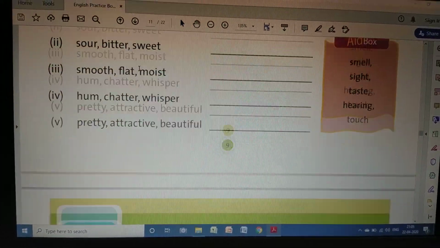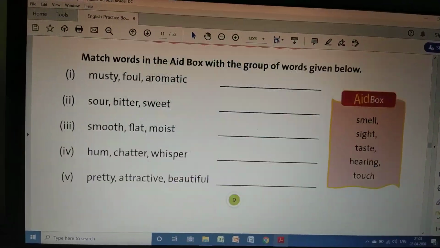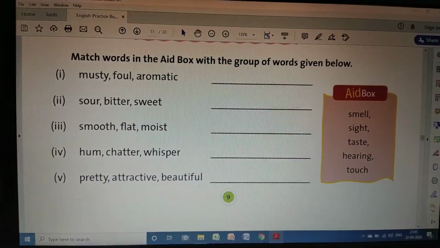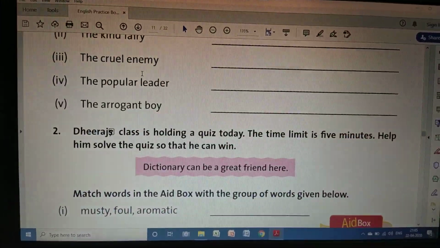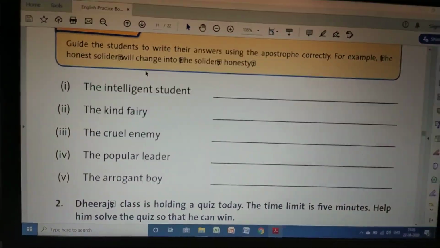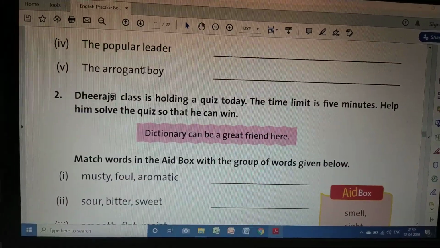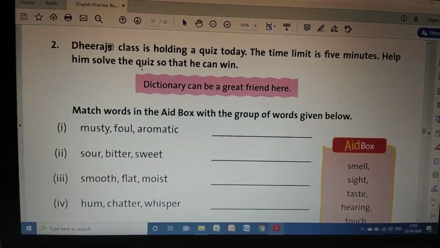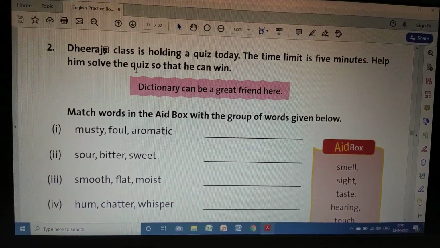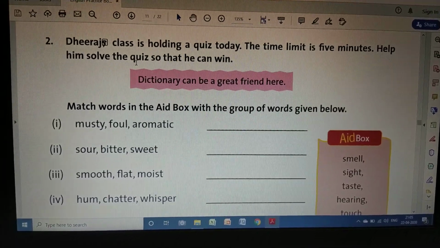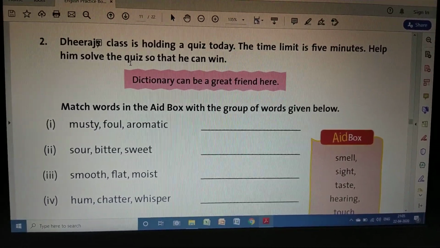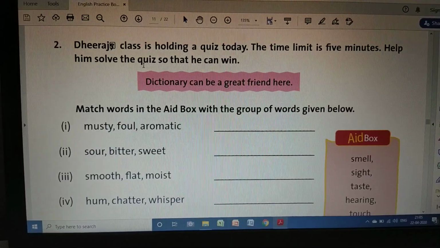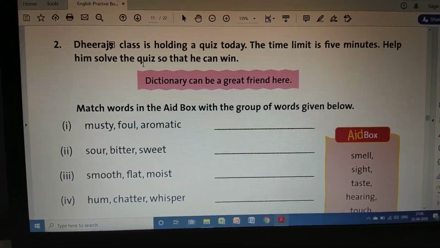With that, I suppose we come to the end of countable and uncountable nouns and apostrophe also. Okay, a brief introduction of apostrophe. You all can start solving this. I'll post a worksheet on countable and uncountable nouns. You can solve that too. And if you have any doubts, you can come up with them on the group.